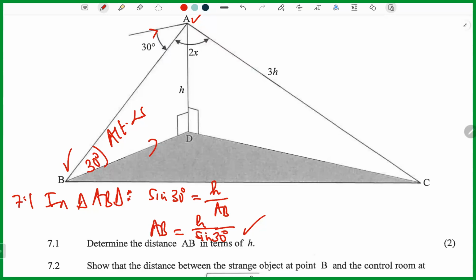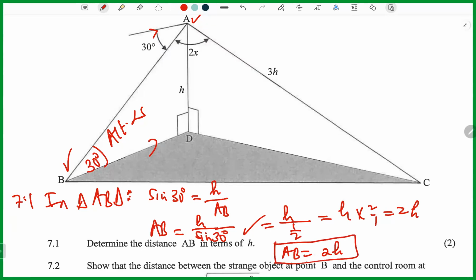But now obviously you know that sine 30 is 1/2, which means that this is h multiplied by 2/1, which is 2h. So what is AB? AB is double h meters. Okay, it's double h meters. So that is exactly AB there.